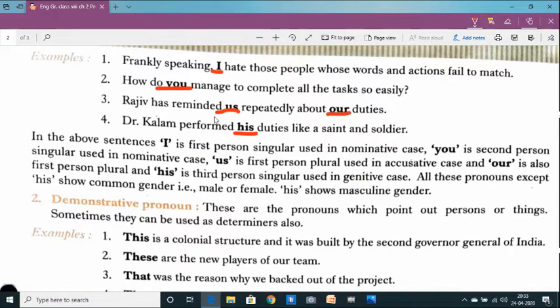Here we see it in the place of object. Our is also first person plural and his is third person singular used in genitive case. It means it shows the positions or relations. All these pronouns except his show common gender, for example, male or female. His shows masculine gender.